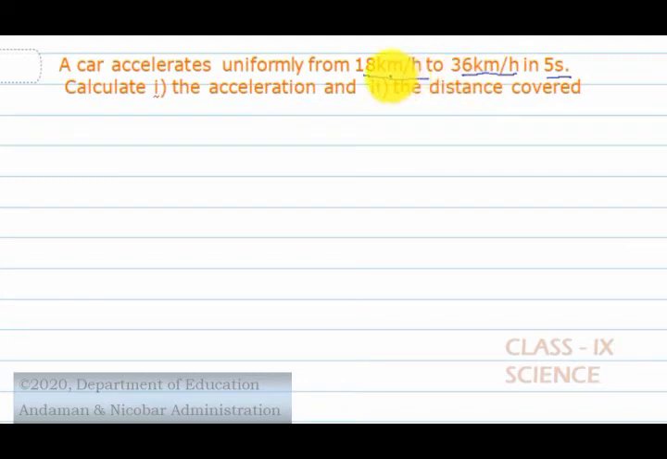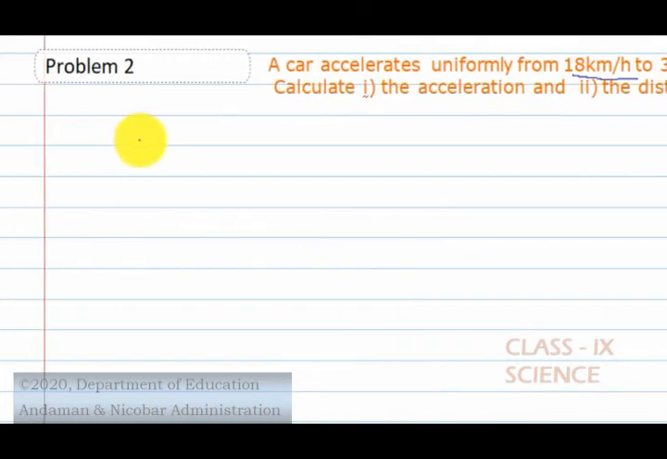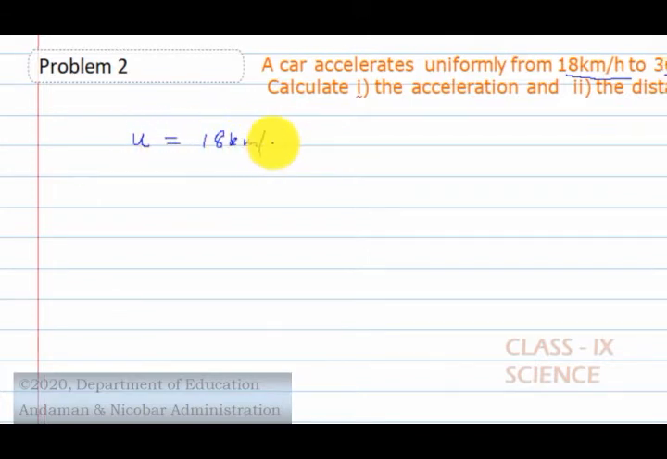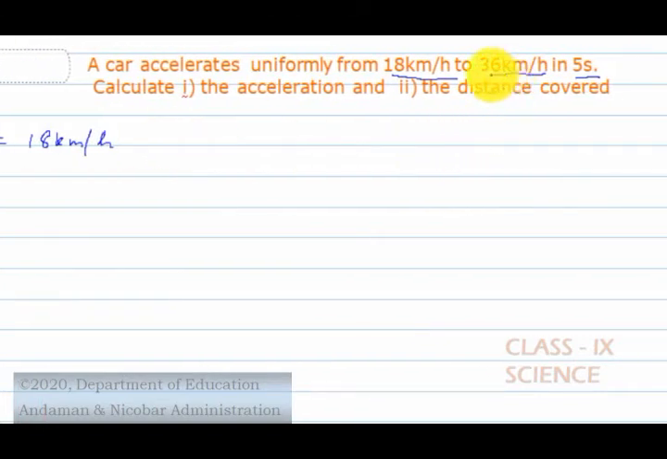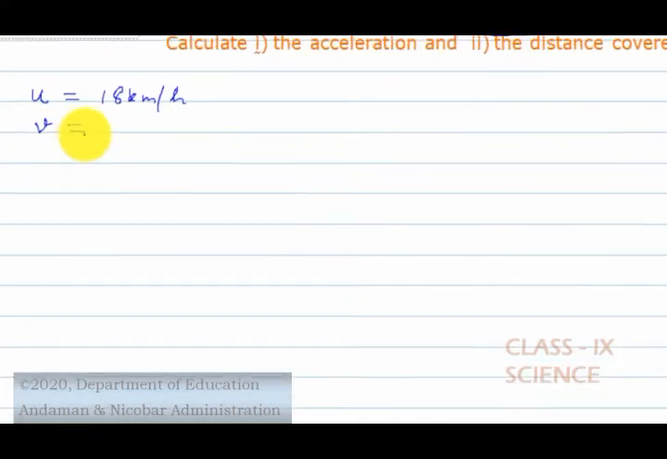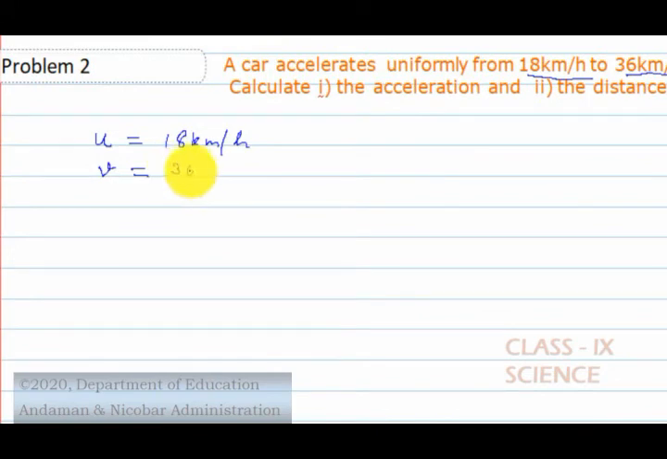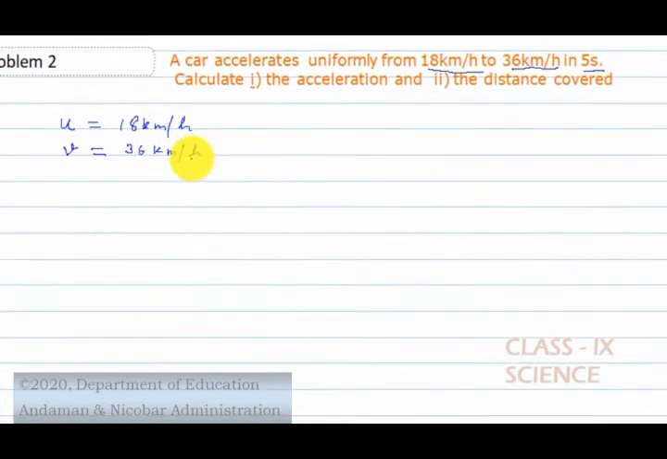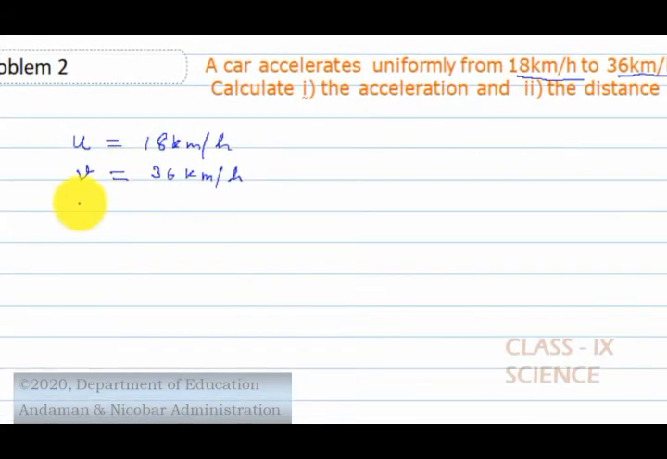So what are the quantities given? Here the initial velocity is given and final velocity is given. We know that the initial velocity is denoted by the letter u, and u is given as 18 km per hour. And second thing is the final velocity, which is 36 km per hour. So final velocity is denoted by small letter v. So the final velocity is equal to 36 km per hour. Now in 5 seconds, so time is also given here, t is equal to 5 seconds.